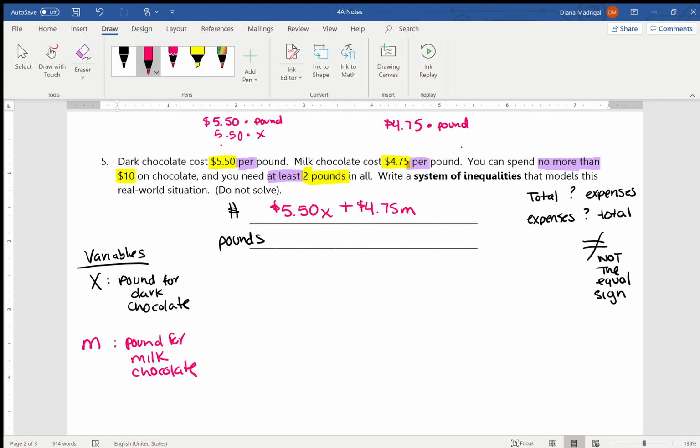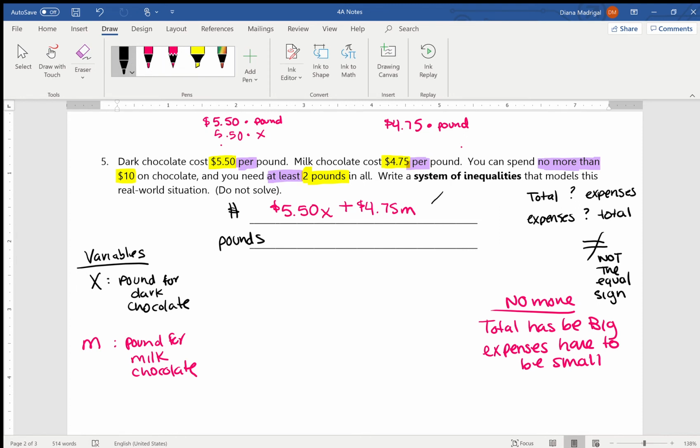Remember, I cannot put the equal sign. They did not spend exactly $10. That's what equal means. They are saying that they can spend no more than 10. That means that the total has to be big because it's saying no more, and expenses have to be small. Again, because I'm writing the expenses on the left side, that means the symbol I'm going to use is the less than or equal to. Equal to what?